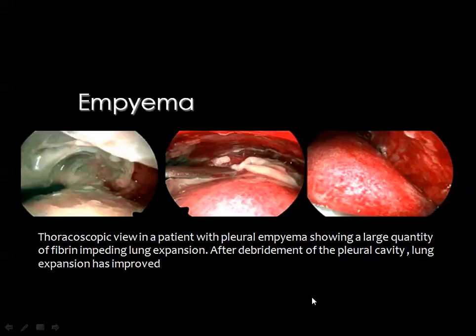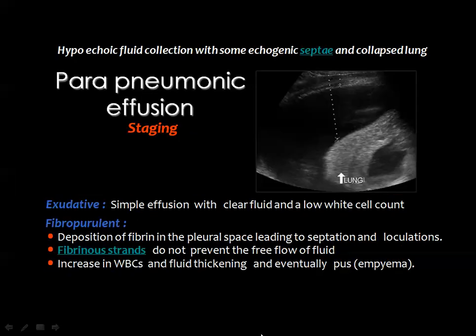Then this is multiple images from an endoscopic release of some of the pleural septations and the drainage of the pus with re-expansion of the related lung. Then the pleural effusion associated with pneumonia starts by being a simple effusion with clear fluid and low white cell count.